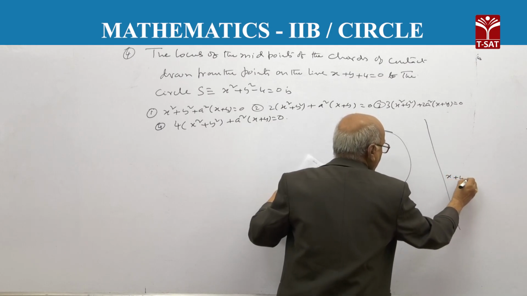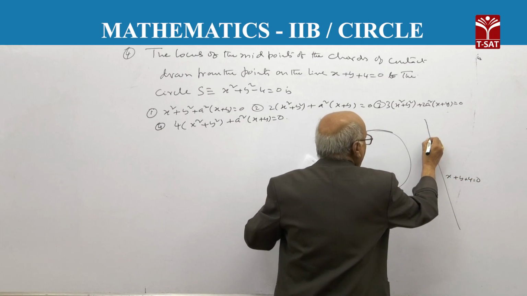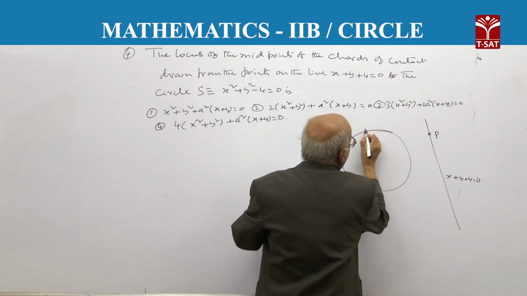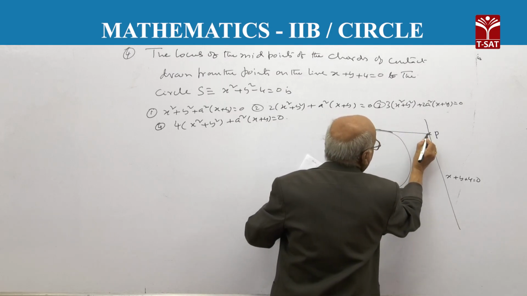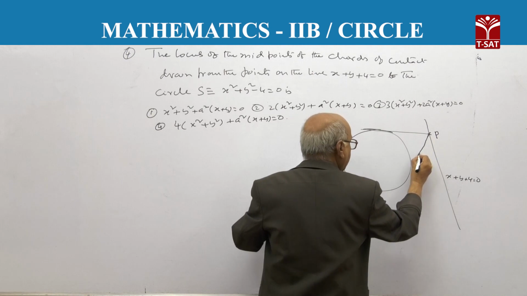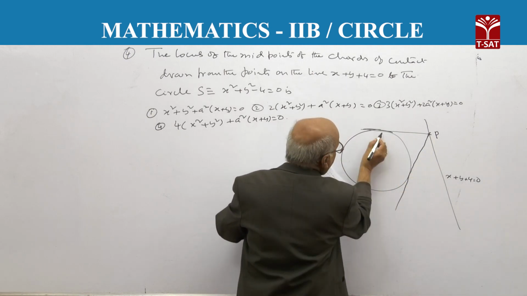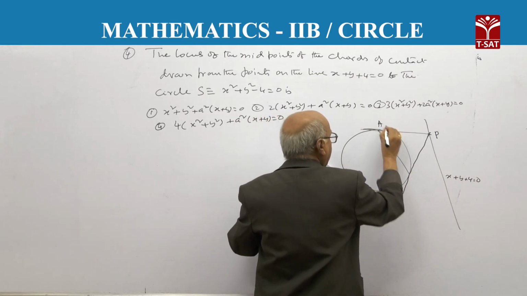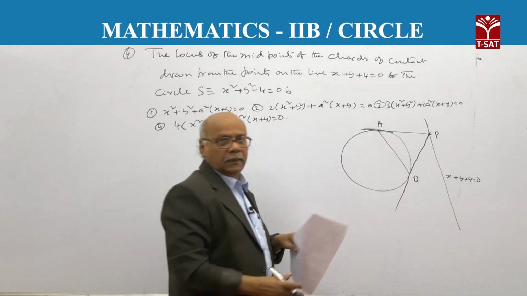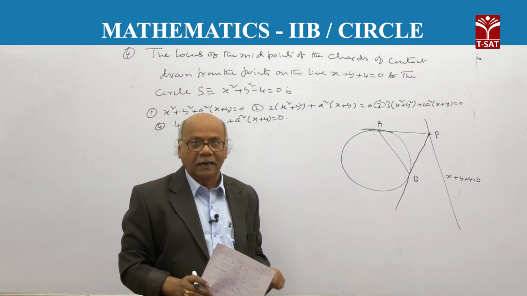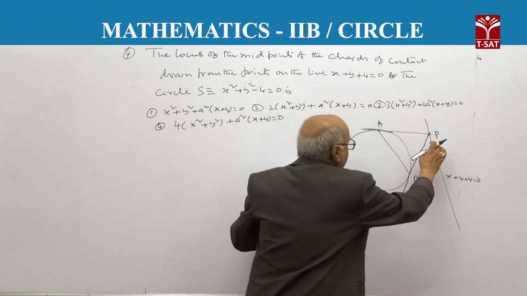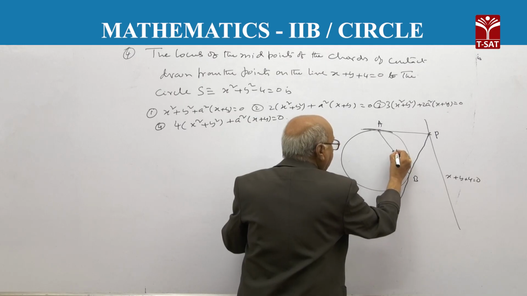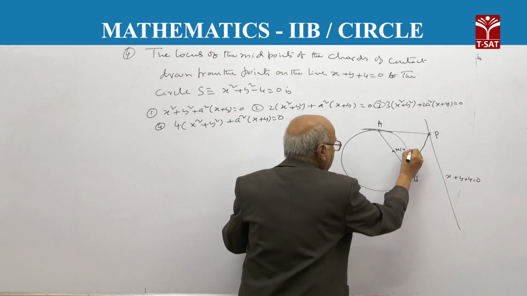So, now the problem, if you draw that diagram, you are given a circle and a line x plus y plus 4 equal to 0. From the points on the line we draw tangents to the circle and join the points of contact, which is called AB, the chord of contact. Now, he is asking the locus of the midpoint of these chords of contact.